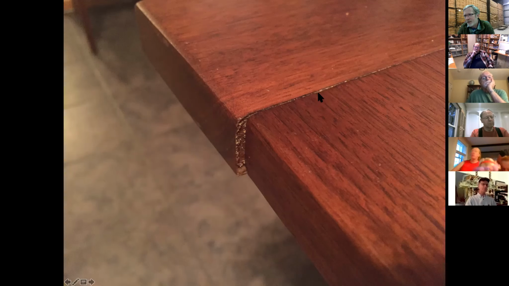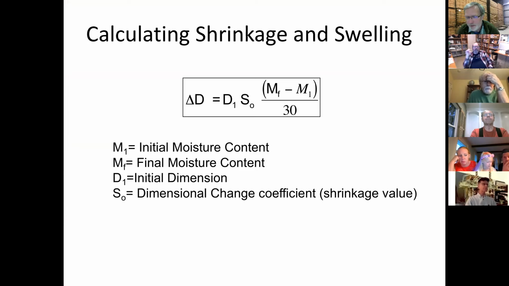And then of course in the summertime, depending on when this piece was made and cut, it could actually stick out the opposite way, right? So it's a classic example of visualizing and seeing wood shrinkage and swelling happening. So let's do some math to see if we can actually predict what wood is going to do.